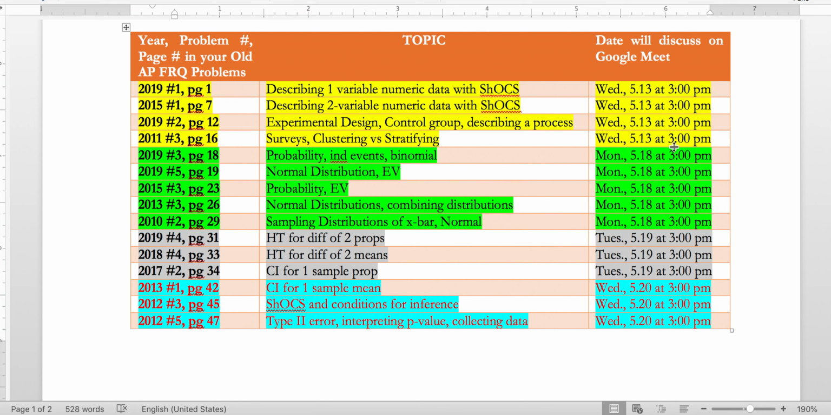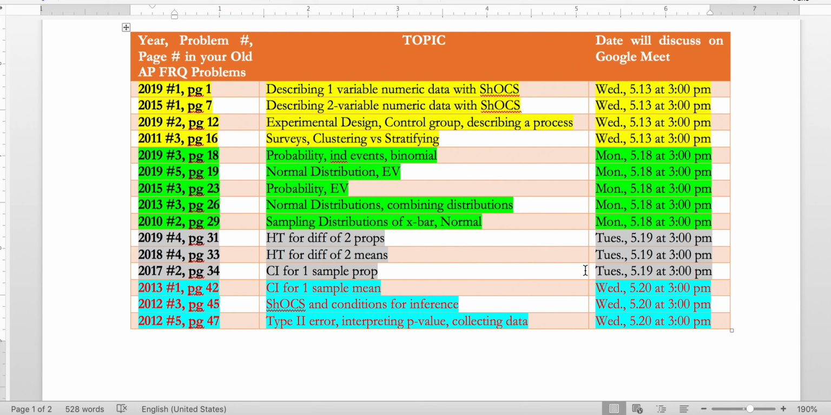So the next coloring here, the green ones, these are all probability things. And I think Monday will work really well for that one. So that's what the plan is for right now, to do Monday the 18th at 3 p.m. to talk about probability stuff. And then the other two are hypothesis tests, confidence intervals, and some miscellaneous stuff here with some of these other questions too. So that's kind of what the plan is.